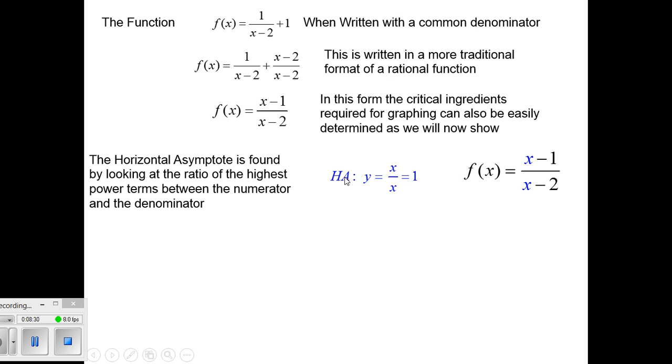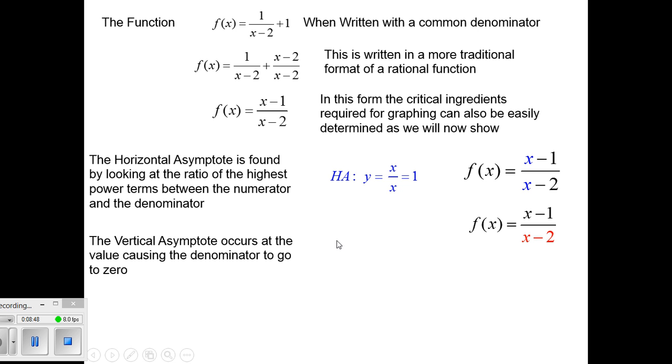So my horizontal asymptote just says, let's take the ratio of the highest power terms between the top and the bottom. The ratio of the highest power terms is simply x to x, which is 1, giving us our horizontal asymptote of 1. We now need the vertical asymptote.